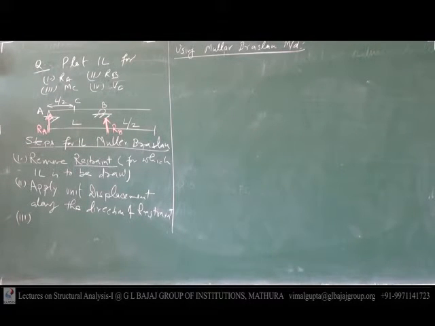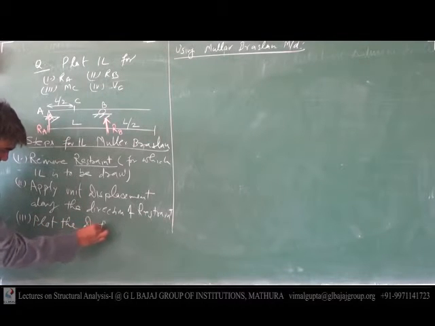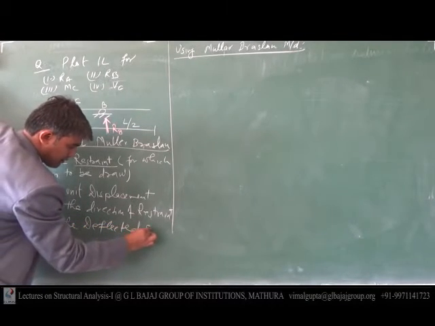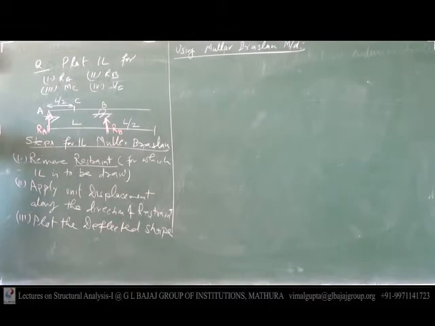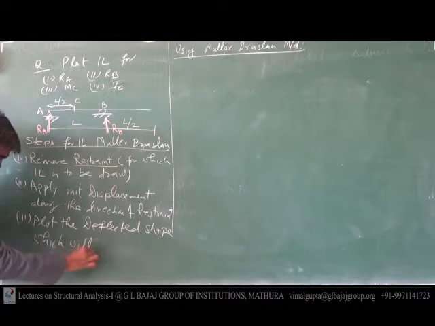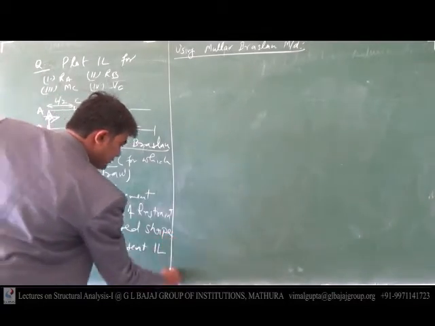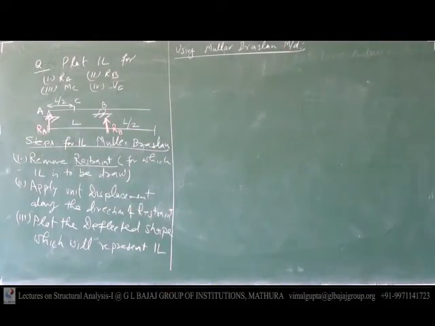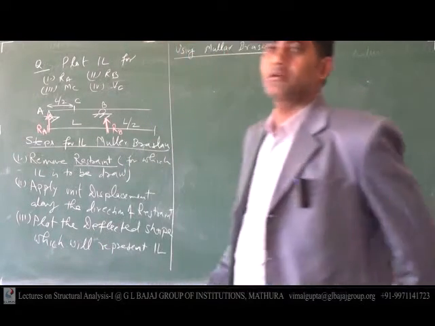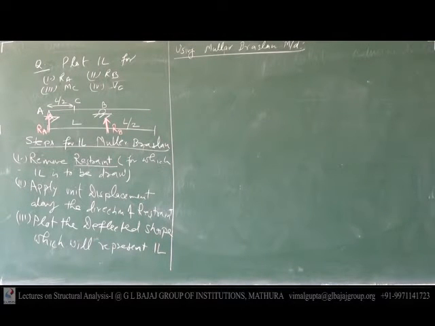Next step: plot the deflected shape, and that will represent the IL. So that is the procedure you have to follow here.